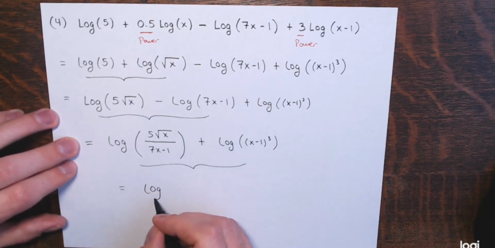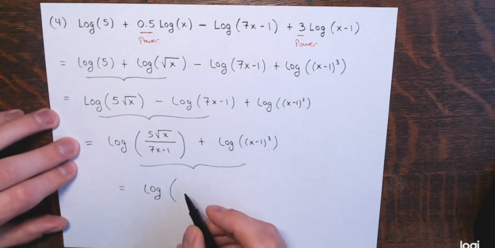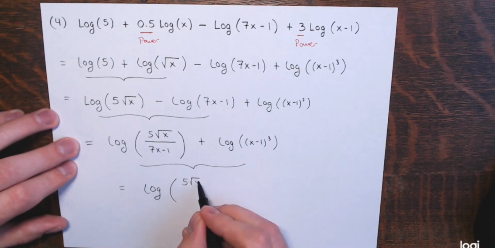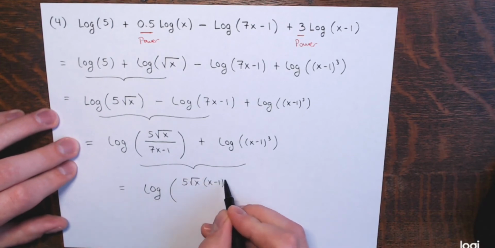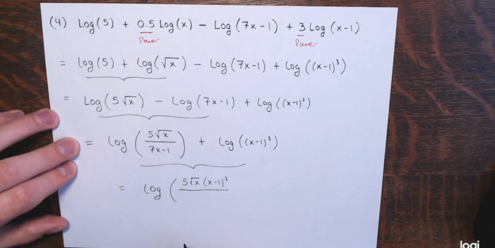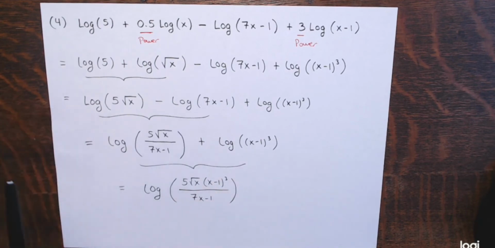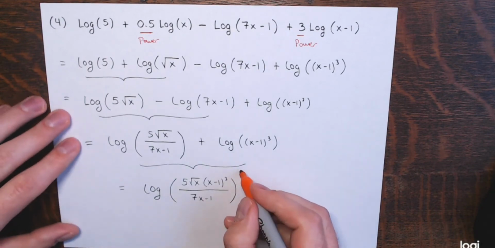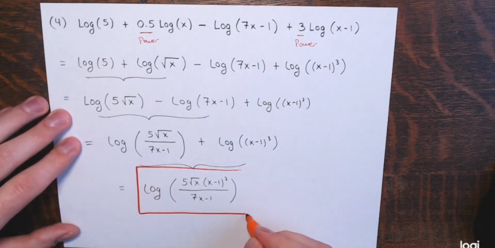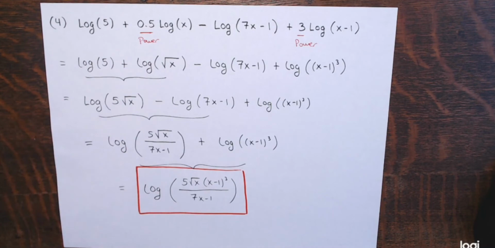This is equal to the log of 5 times the square root of x times the quantity x minus 1 cubed, all in the numerator, and then 7x minus 1 in the denominator. And that's it. That's the original expression completely condensed, written as a single logarithm.